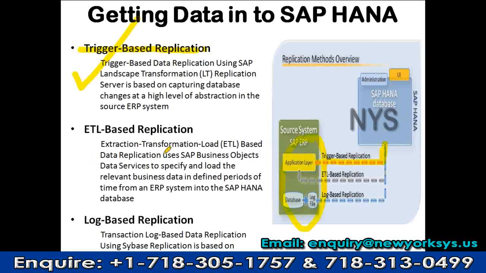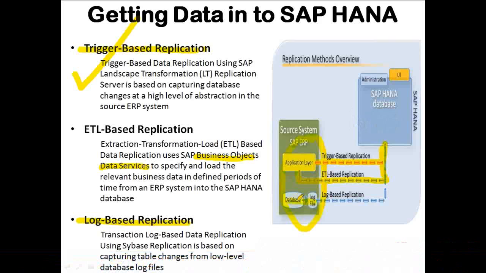The other method is with the use of an ETL tool called Business Objects Data Services, BODS. You pull from SAP or non-SAP, but that is not real-time replication. The type is what we call ETL-based replication, and you use BODS as an ETL tool to pull all the data from source to HANA. And remember, these two we are pulling from the application layer. The third mechanism we have is log-based replication. Here you pull directly from the database with the use of log files, and this is real time.